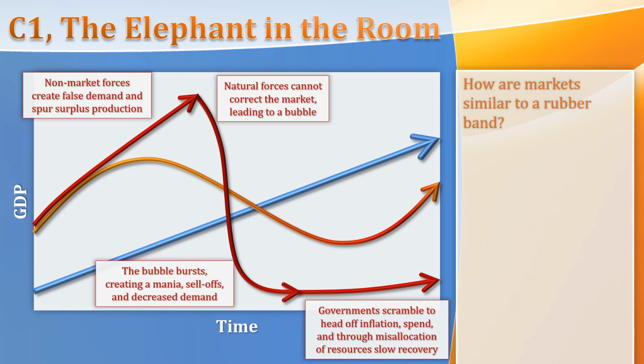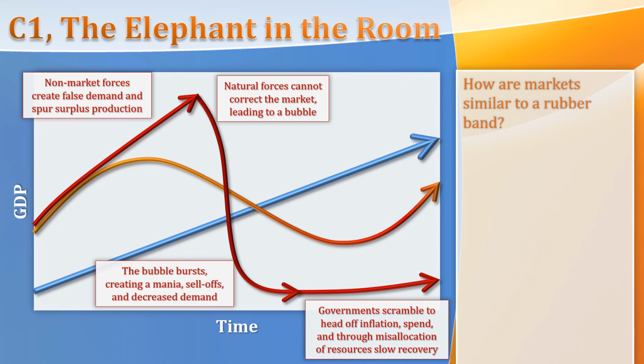So what you'll see from presidents, senators, congressmen, whomever, they're always going to look to introduce legislation, or they're always going to try to introduce some sort of executive orders or anything that is going to make the economy continue to go up. Because if they want to get reelected, that's really what they're going to need, specifically presidents. So the first step in this process is for non-market forces to create false demand and it spurs surplus production.